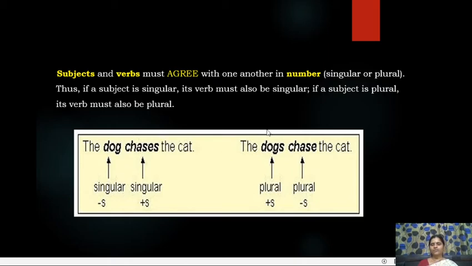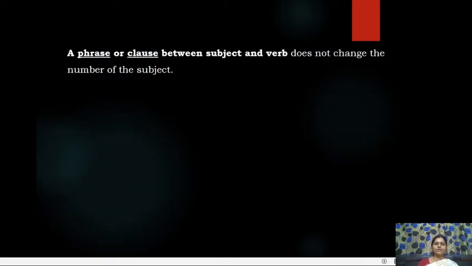Now we change the number of the subject from singular into plural: the dogs. When you have a plural subject, the verb we use should also be plural. So, the dogs chase the cat. This is a very simple example. Whatever sentence you take, if the subject is singular, then the verb also should be singular, and vice versa.